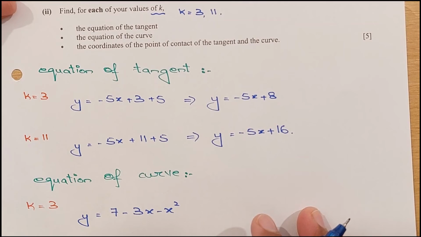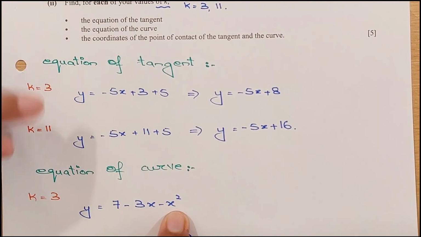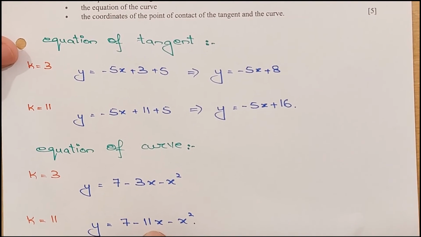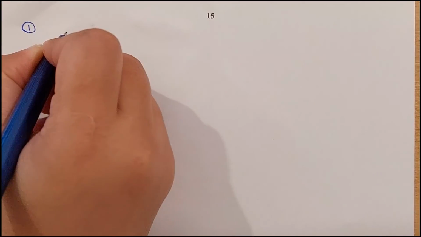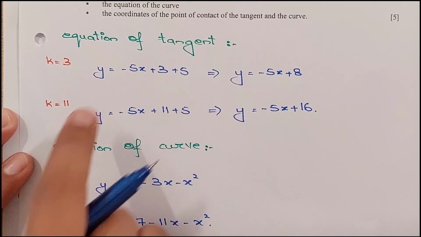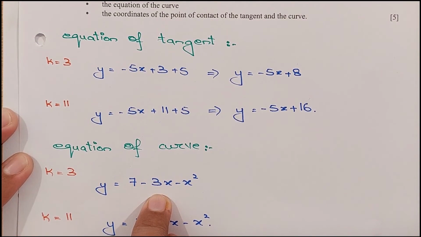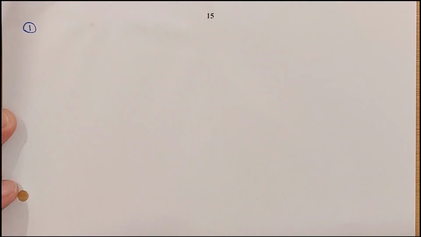So when the tangent intersects the curve, for k equals 3, this is a tangent and this is a curve, so we find their point of intersection. And for k equals 11, we have to find the point of intersection of the tangent and the curve. Okay, so for the first case, we are doing k equals 3. This is the equation of the tangent for 3, and this is the equation of the curve for 3. We have to find the coordinates of the point of contact of the tangent and curve, right?